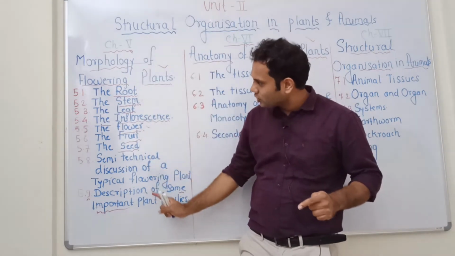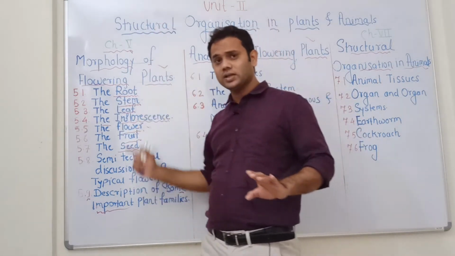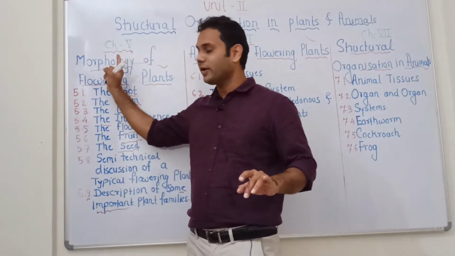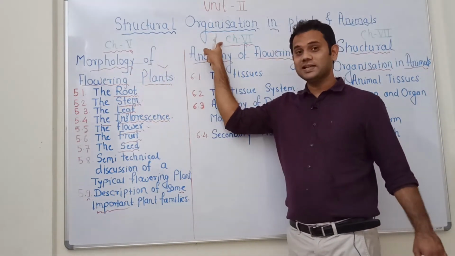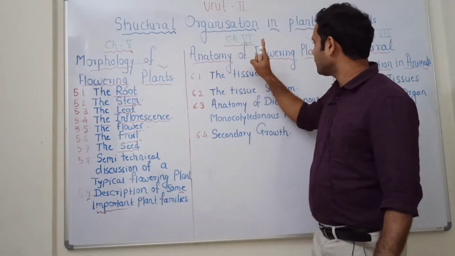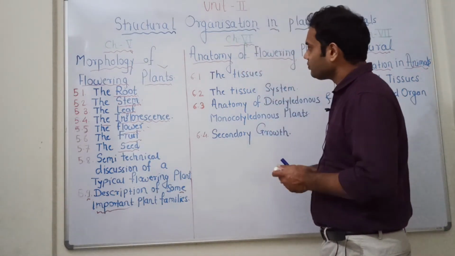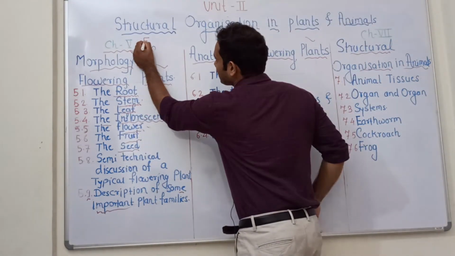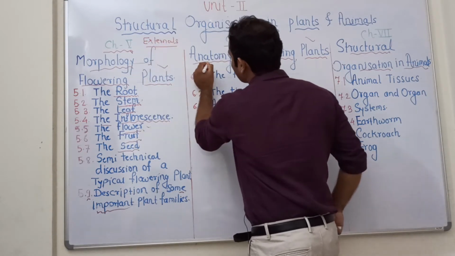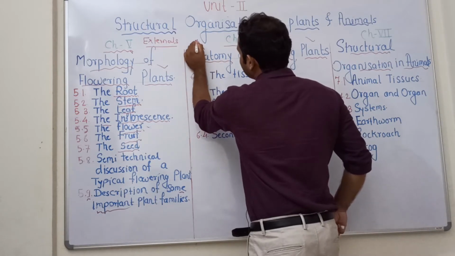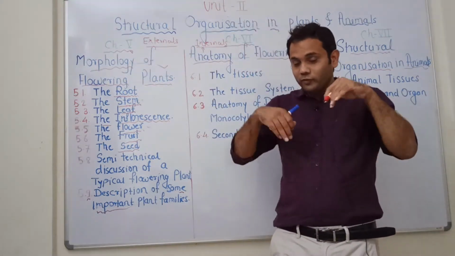So I hope you have got a quick overview, not in detail, of chapter number 5, the morphology of flowering plants. Coming towards chapter number 6, it is about anatomy. Morphology means external features, external characteristics, whereas anatomy deals with internal characteristics, how the plant looks from within.